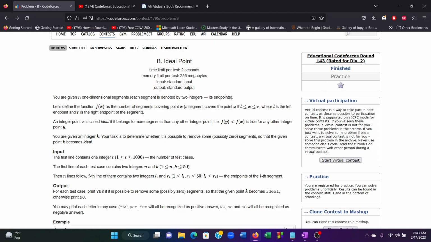So in order to make k ideal, of course, we have to reduce some ranges if we find that it's not ideal enough, or if several values contain the same maximum number of segments, and we do not want that. We want it to be ideal. So we have to manipulate or erase the ranges somehow to make k ideal, such that k contains the maximum amount of segments. So that's how we're going to do this.